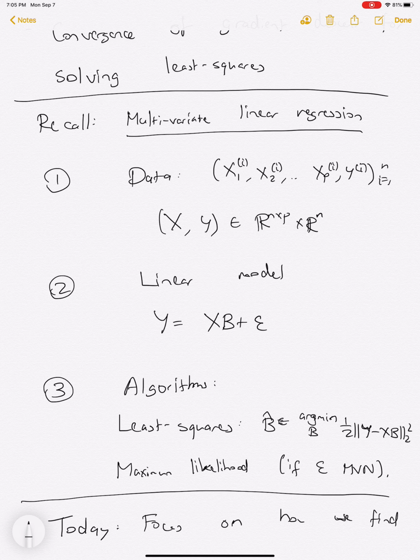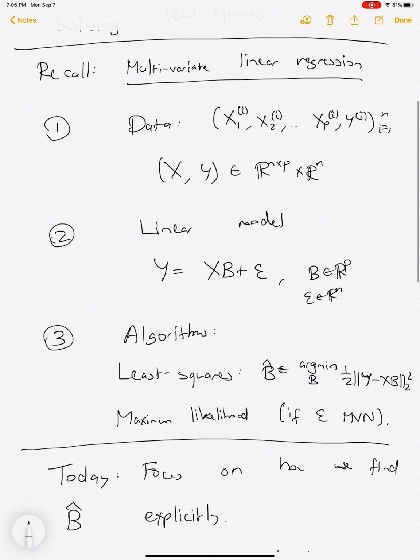The data here again is multivariate linear regression. There's P variables and one response, and there are N samples. You can write it conveniently in matrix notation, where X is an N by P matrix and Y is an N-dimensional vector. Once again, you can express this as a linear model where B is the parameter of interest that we're trying to find, and epsilon is the noise variable. We're not going to focus too much on this linear model today because we're going to really dig into the third component, which is the algorithm.